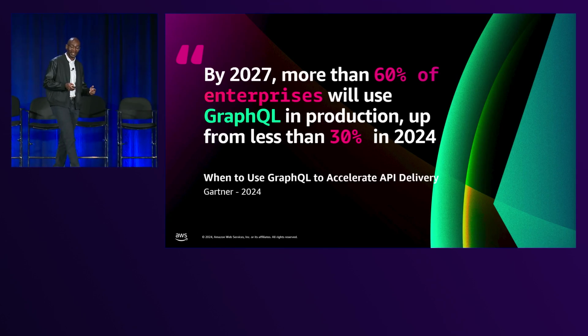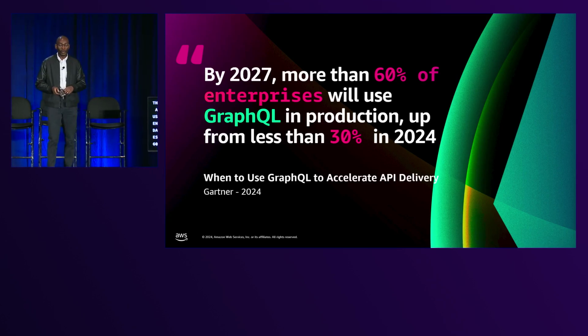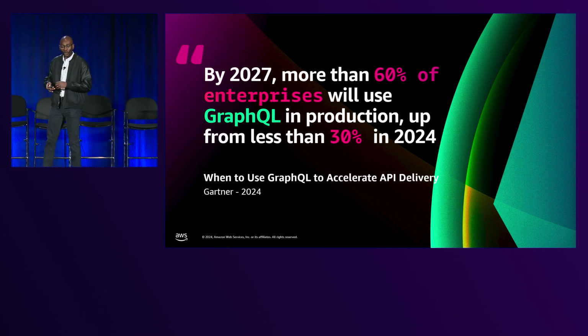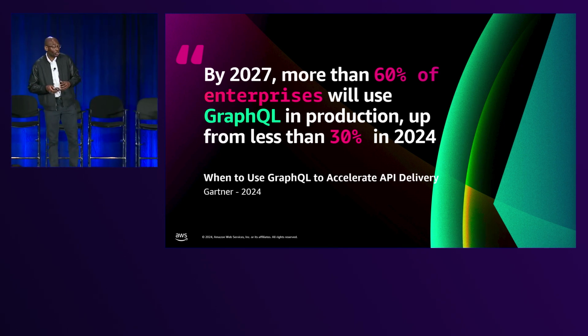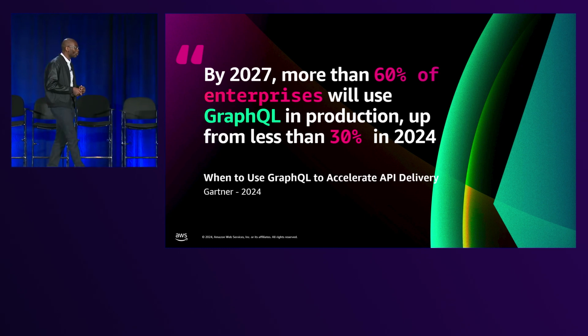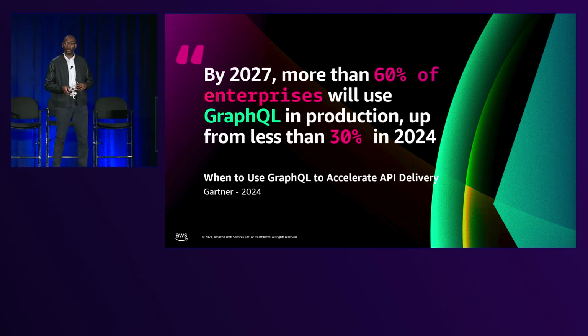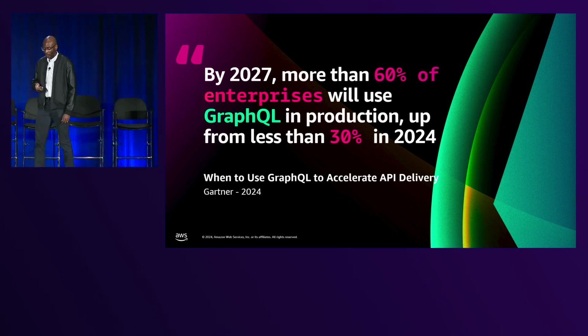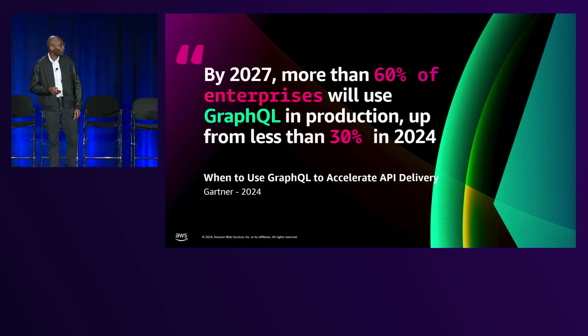That is up from less than 30% in 2024. So even though GraphQL has been around for quite a bit of time, according to STIS, it's still kind of early days. We're just getting started. And we can expect enterprises to start making a lot of moves in this space and introducing GraphQL into their own production environment in the next couple of years.